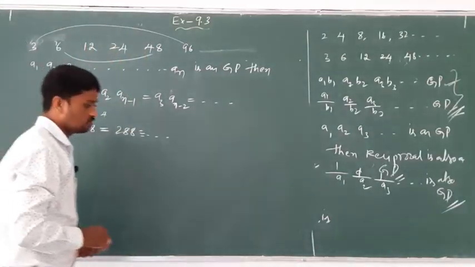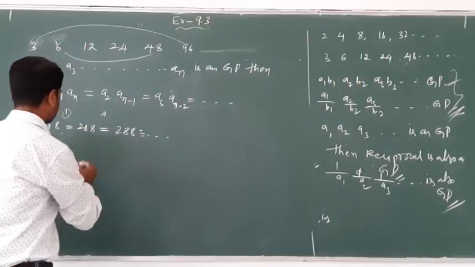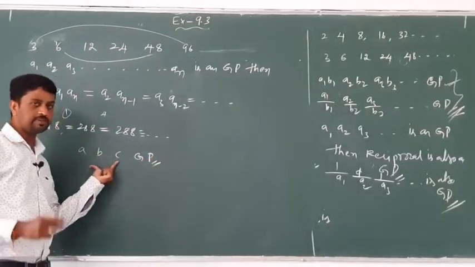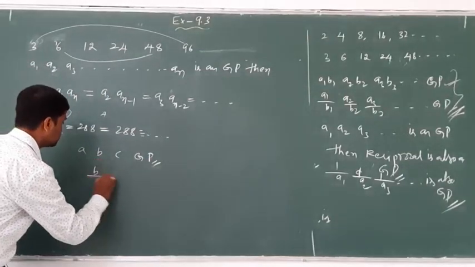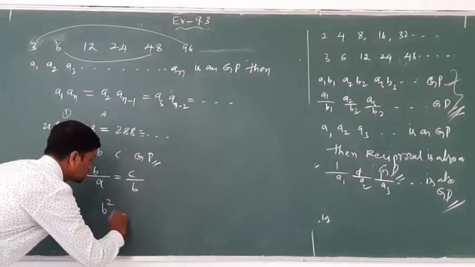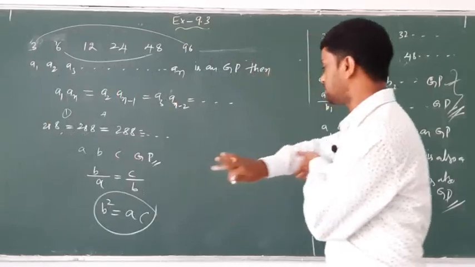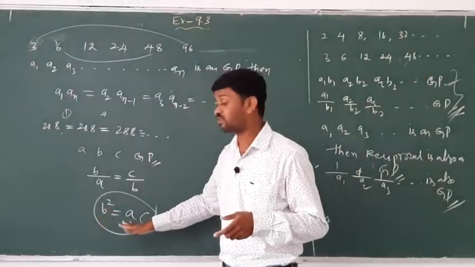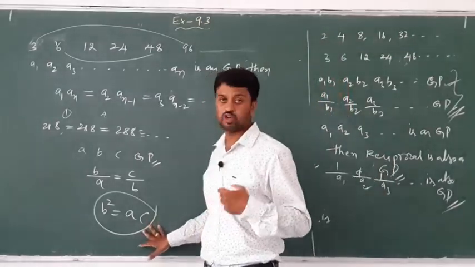And also the last one: if A, B, C are in GP, then obviously the ratios are equal, 100%. Here A2 divided by A1 means B by A is equal to C by B. Now cross multiplying, therefore B square is equal to AC. If A, B, C are in GP, then 100% B square is equal to AC. Therefore B is the geometric mean of A and C. The next class I will explain this briefly.